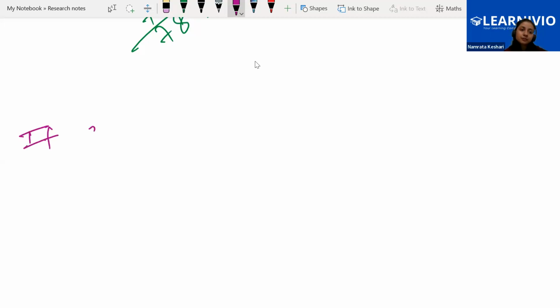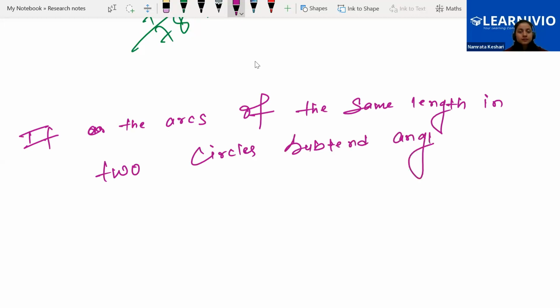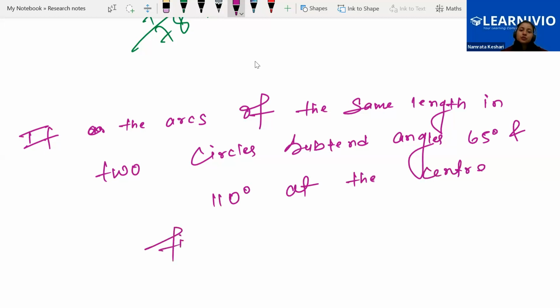If arcs of the same length in two circles subtend angles 65 degree and 110 degree at the center, find the ratio of their radius. Please do it, Alina.